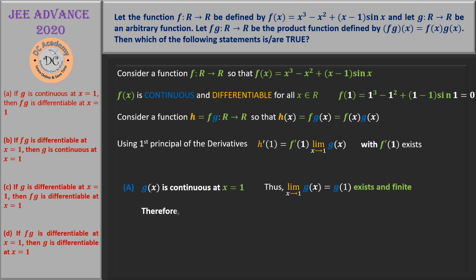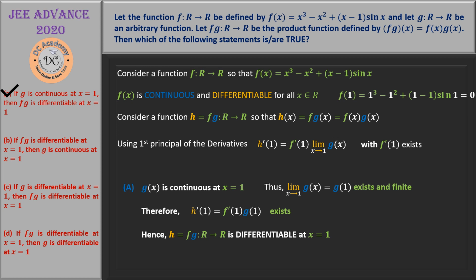Therefore we can conclude that h'(1) will be equal to f'(1) multiplied by g(1), and f'(1) and g(1) are both finite. So h'(1) will exist. That's 100% sure. So we conclude that the function h, which is fg here, will be differentiable at x equal to 1, and hence option A is definitely the correct option.